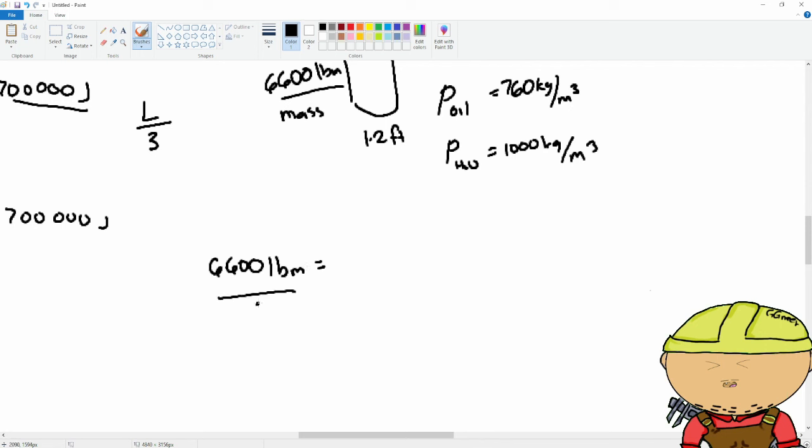Let's divide that by 3. So each layer, earth, oil, and H2O, will have 2,200 pound mass. 2,200 pound mass.